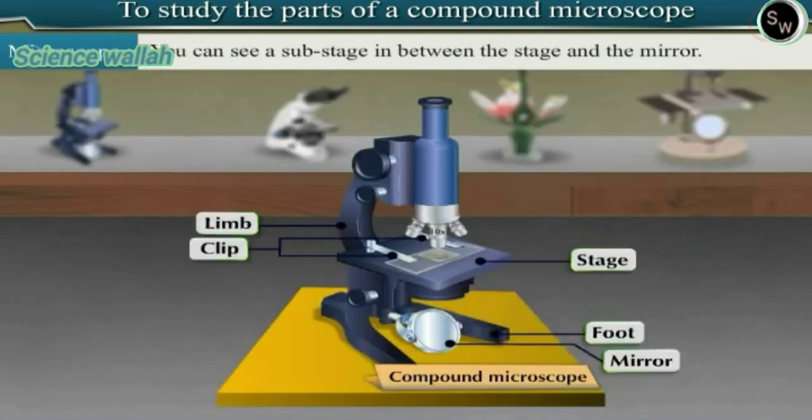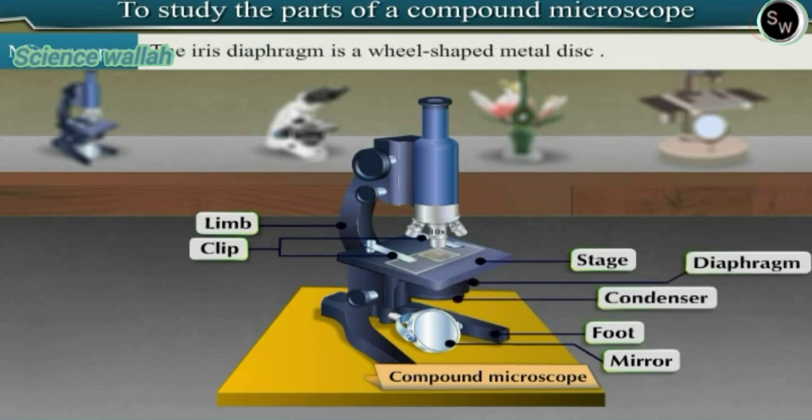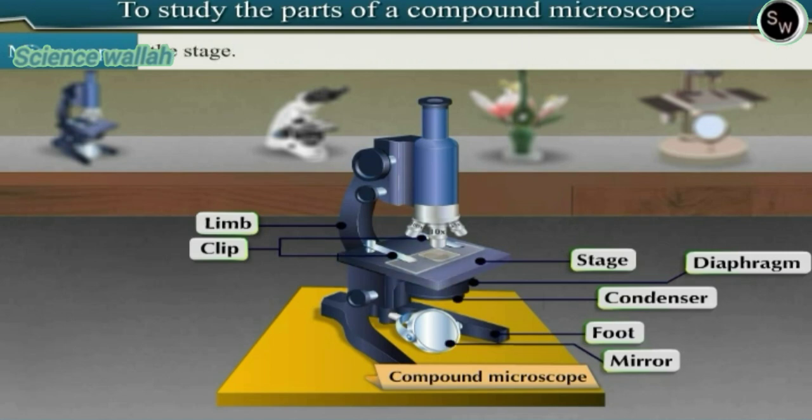You can see a substage in between the stage and the mirror. This substage consists of an iris diaphragm and a condenser. The iris diaphragm is a wheel-shaped metal disc. This disc regulates the size of the aperture. Through the aperture, the light rays are reflected by the mirror to reach the condenser. The condenser consists of two or more lenses which receive the light rays coming from the mirror. These rays are converged at the level of the stage.